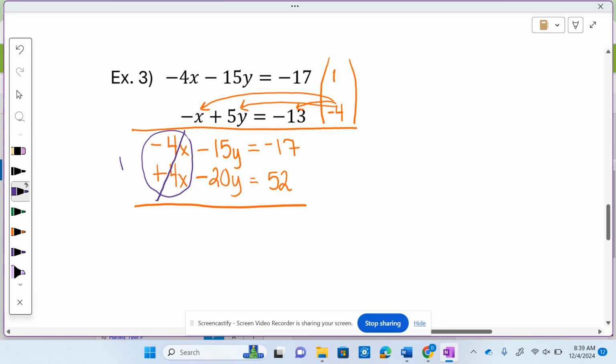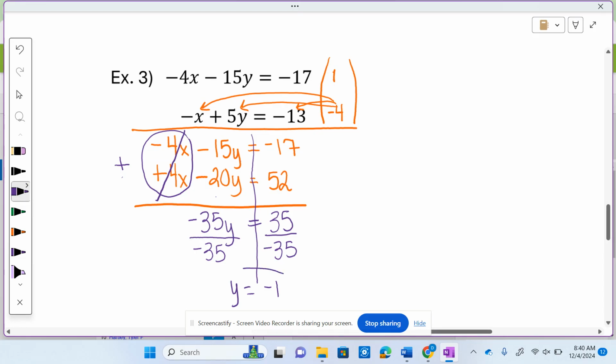So this essentially is -15y plus -20y. What is -15 plus -20? So -35y equals -17 plus 52 is a +35. I'm going to divide both sides by what? And when I do that, I end up with y equals -1.